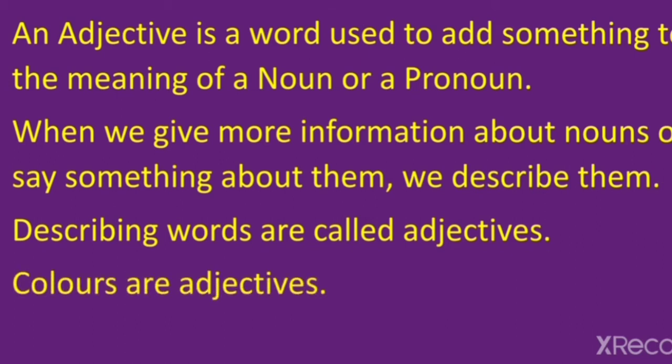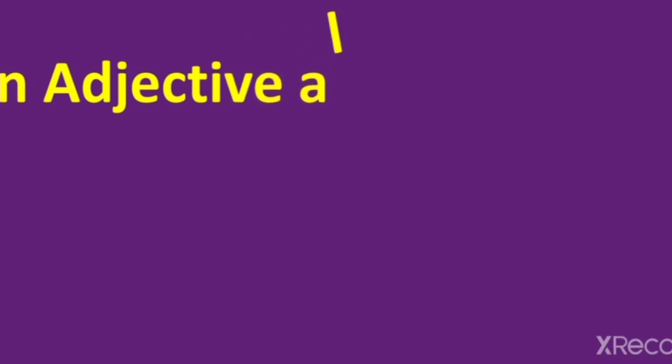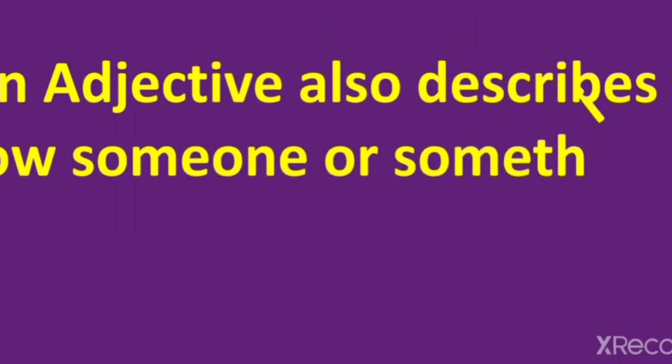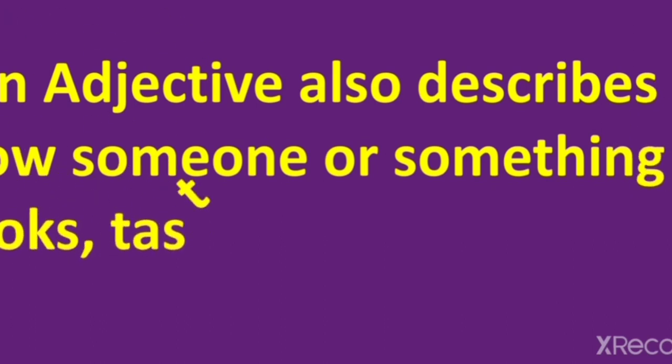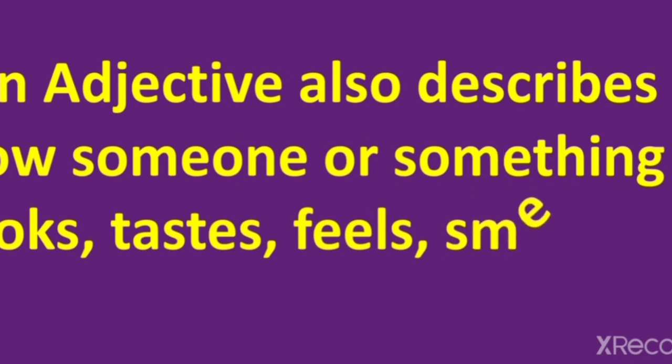Colors are adjectives. Numbers are adjectives. It means the words which describe a noun or pronoun are called adjectives. It can be their number, colors, shape, size. An adjective also describes how someone or something looks, tastes, feels, smells, or sounds like.